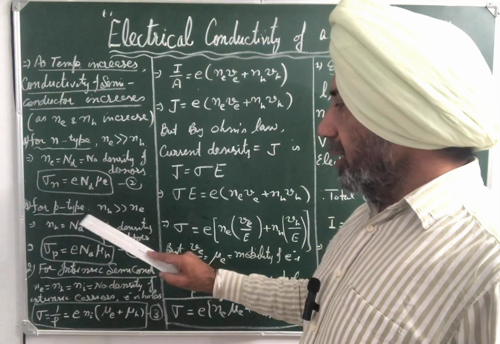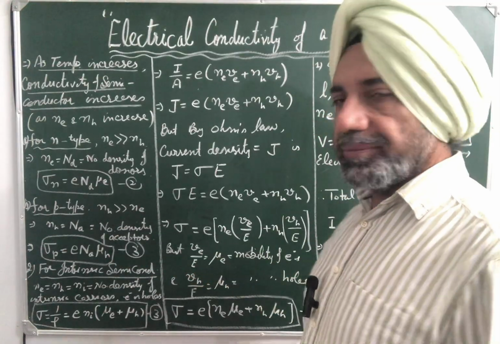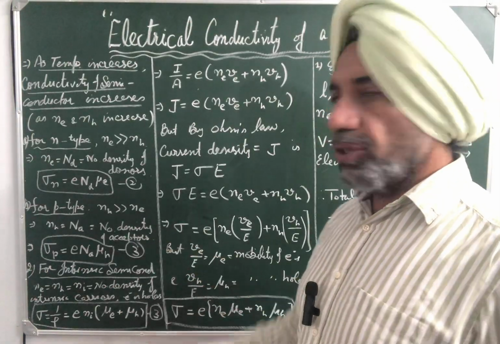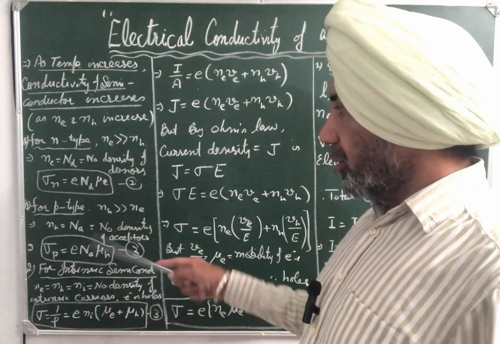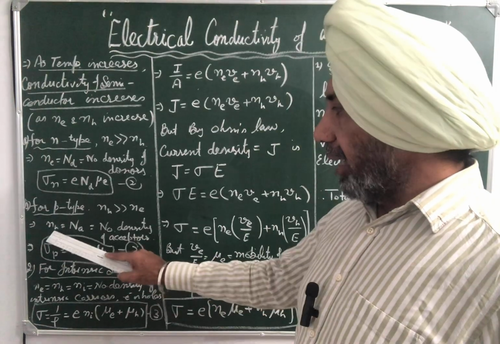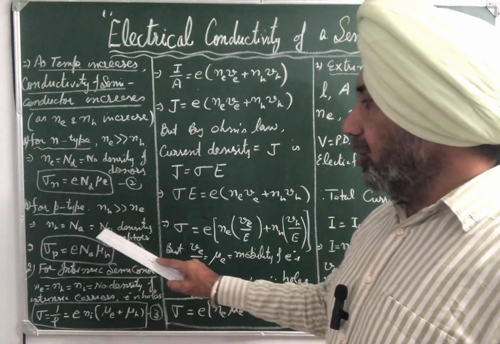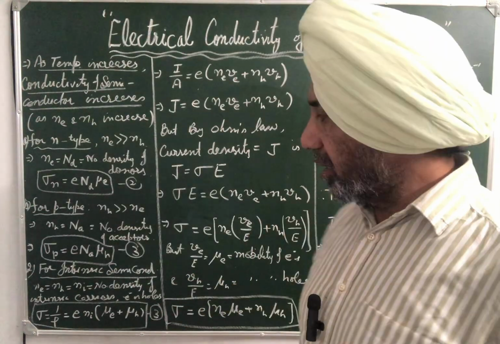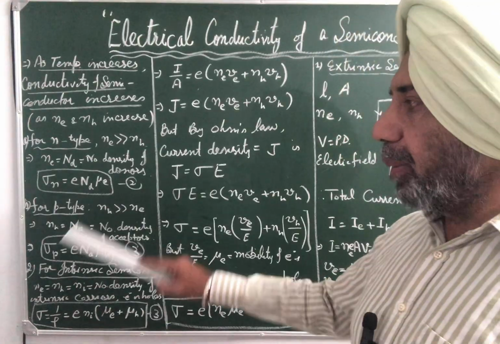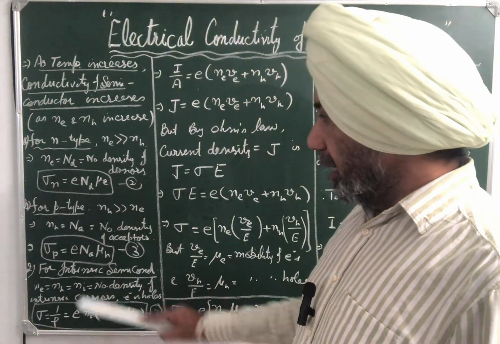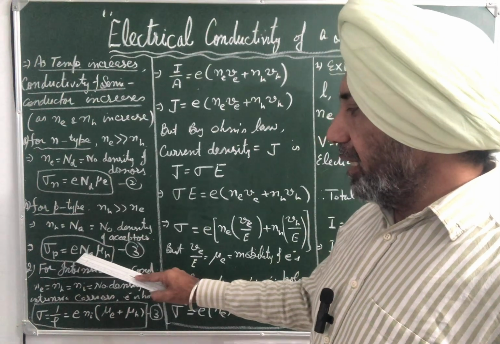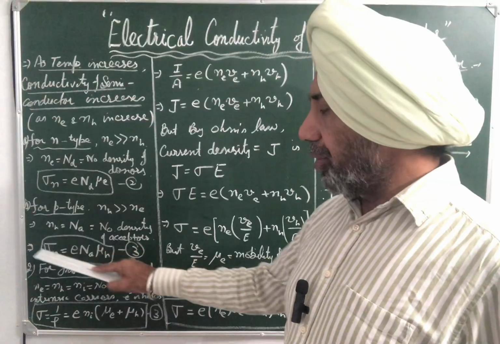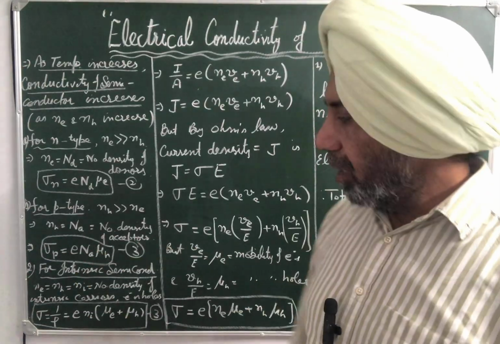For a p-type semiconductor, Nh is greater than Ne. That is, the number density of electrons is negligible in case of p-type semiconductors due to acceptor impurity, and Nh = Na, the number density of acceptor atoms, which are impurity atoms added to the p-type semiconductor. Therefore, sigma p = e Na mu h, the expression for electrical conductivity of a p-type semiconductor.